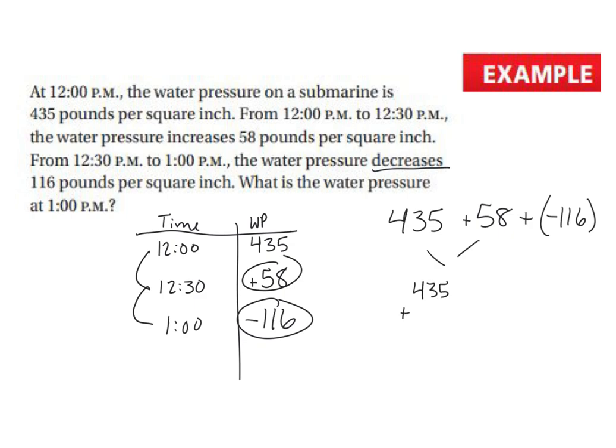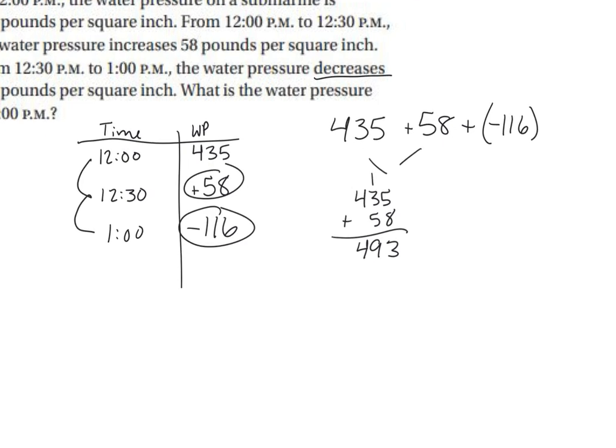435 plus 58 is going to end up being, well, 1 plus 3 is 4, plus 5 is 9, and I get 4. So this is going to change to 493 plus negative 116. This is a positive value. This is a negative value. We're going to subtract the smallest absolute value from the greatest absolute value. In this case, this is the greater one. This is the smaller one.